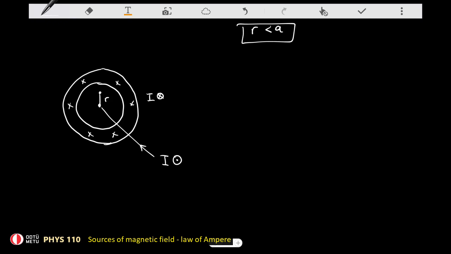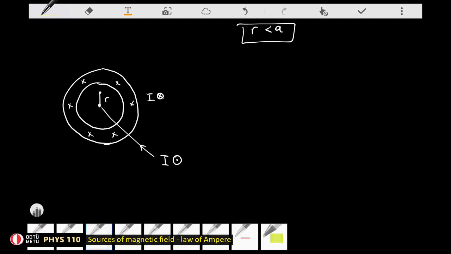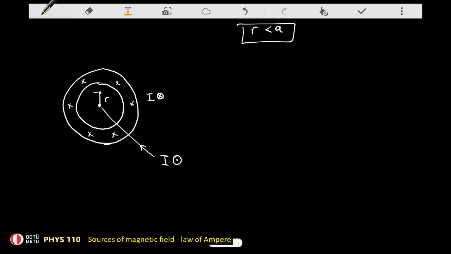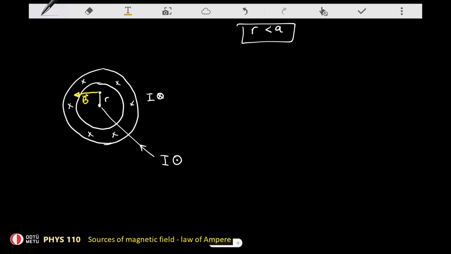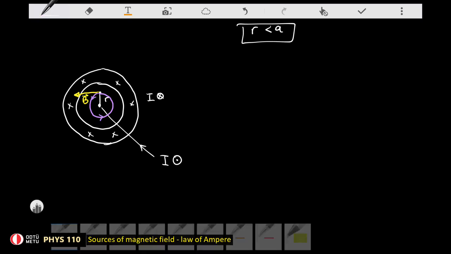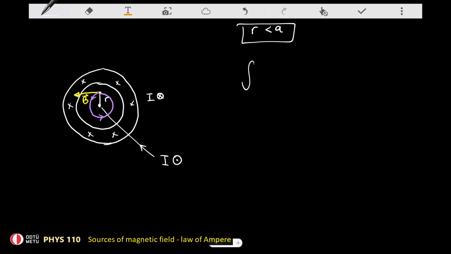So that distance is r. I'm interested in the value of the magnetic field in here, so let me call this B. And then to find this, we just draw our Amperian loop. That's in the shape of a circle with radius little r. So we draw it like that. And so then we write down Ampere's law.